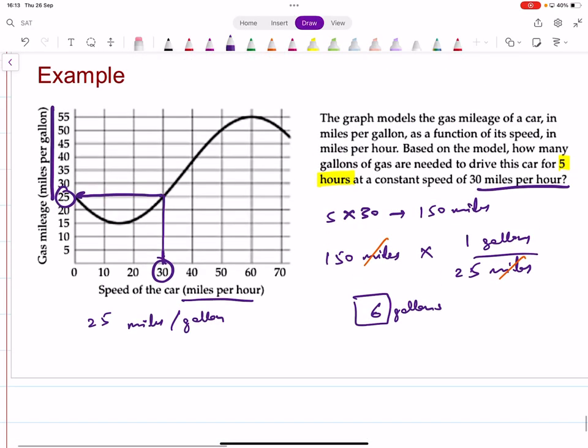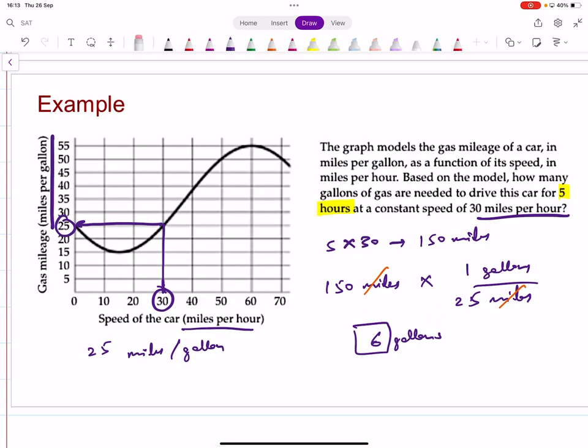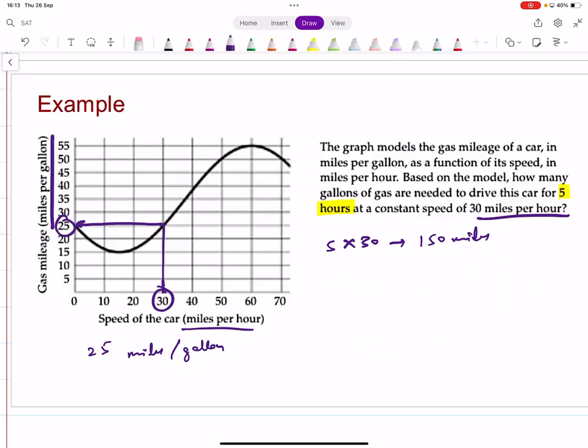This one? Okay, so what's the information that's given? He's traveling for 5 hours at a constant speed of 30 miles per hour. Can we find the distance traveled? He traveled 150 miles. Okay. So we have the distance. This is the distance traveled.